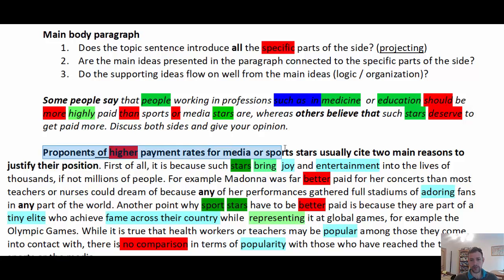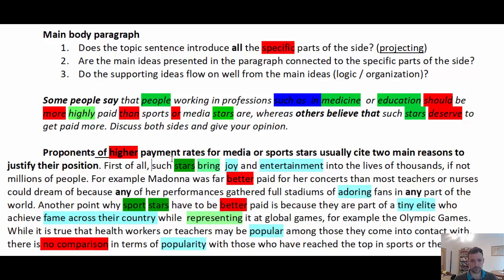Proponents of higher payments for media or sports stars usually use two reasons to justify their opinions. First of all, it is because. We've got here justify the position. We don't need it is because. First of all, such sports stars bring. So there's nothing wrong with it is because, but you've got first of all. That stops the flow. It's good here because this is my first big point, and that's why I'm stopping the flow. But then first of all, it is because takes too long to get to the main actor. Such actors bring into lives, if not millions, for example.